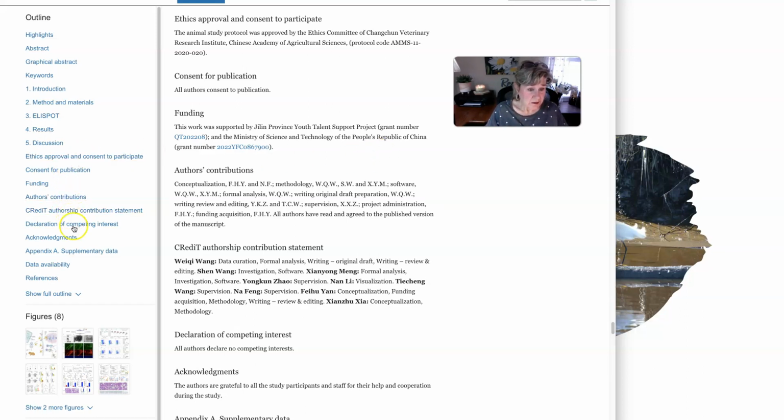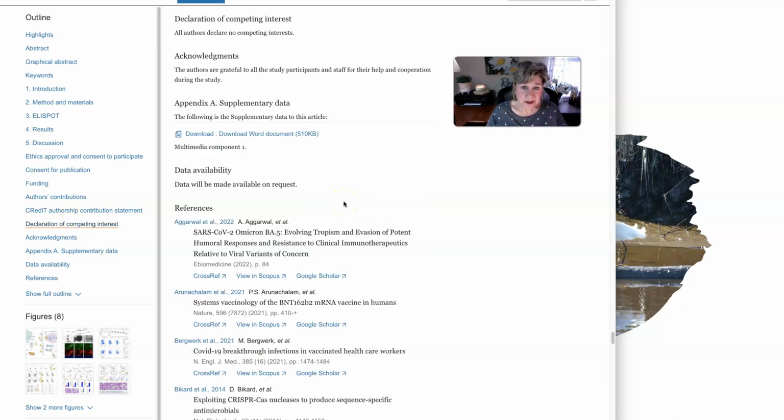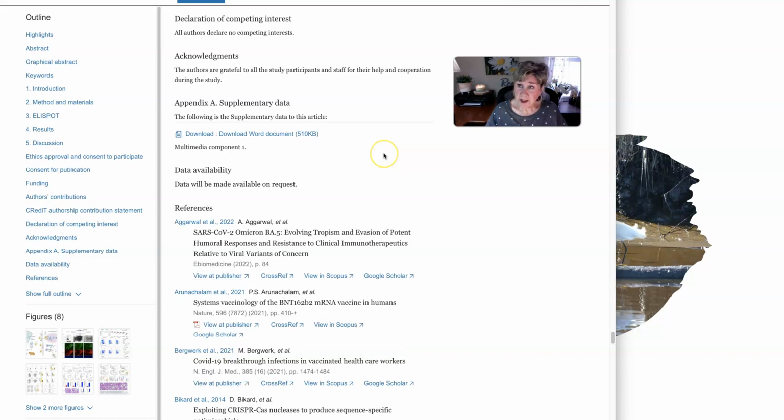Authors, declaration of competing interest. Do you have any stock in a vaccine company and you're one of the authors of this study? Oops, that might be a problem. Where is it? Declaration of competing interest. All authors declare no competing interest, right? Wouldn't that be what you want to see?